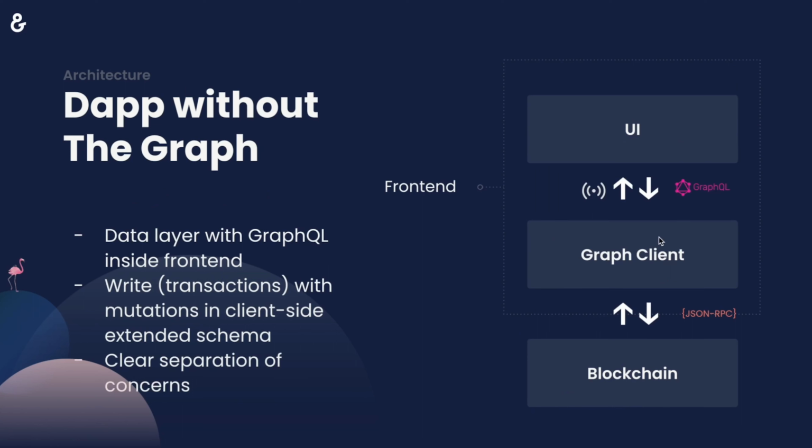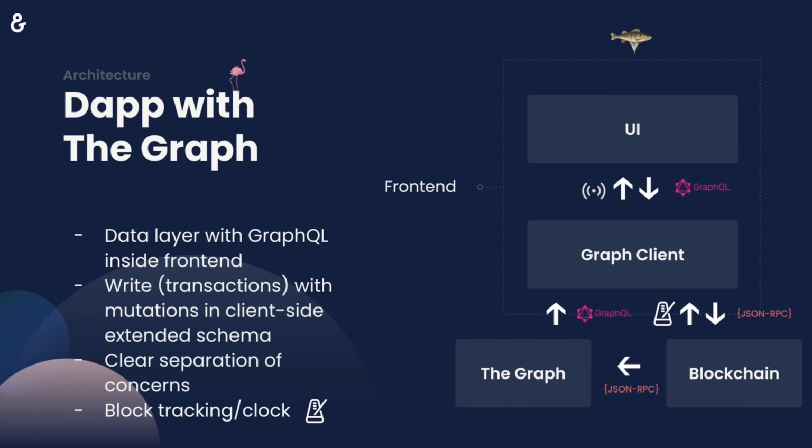We could even use the Graph Client for a dApp that doesn't use The Graph. We could set the Graph Client in between JSON RPC and the front end, but why should we do that? I just wanted to say the Graph Client is a very flexible tool that could also be used for mutations, and block tracking would also be a thing, so that the Graph Client knows when a new block is produced, and according to that maybe sends a new query to The Graph.